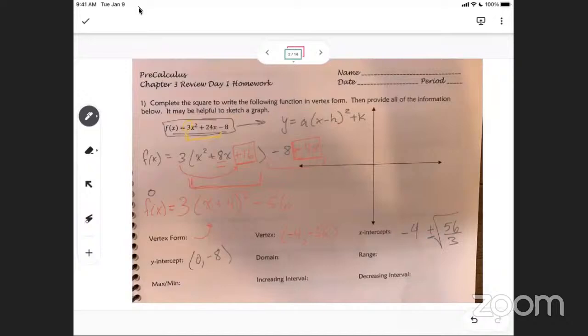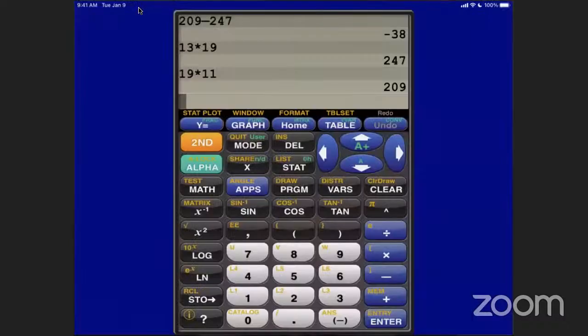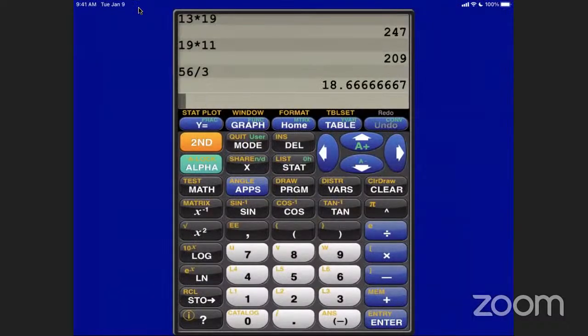The domain, so let's go ahead and, I mean, it's kind of hard to graph this because it's so far. The vertex is (-4, -56). So let's pretend like -4 is right here and -56 is way down here. Your intercepts are plus or minus the square root of 56 over 3. So what's 56 thirds? What I like to do is take 56 divided by 3. So that's 18 and 2/3.